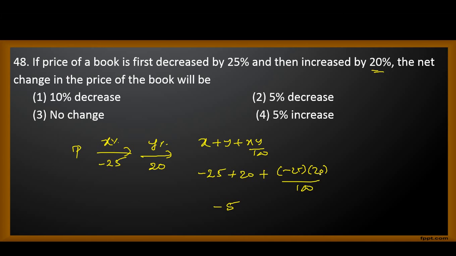On simplification, how much is this? 5 ones are 5, 5 fives are 25, so 5 minus 5 equals 0. So there is no change. Option 1 is the answer.